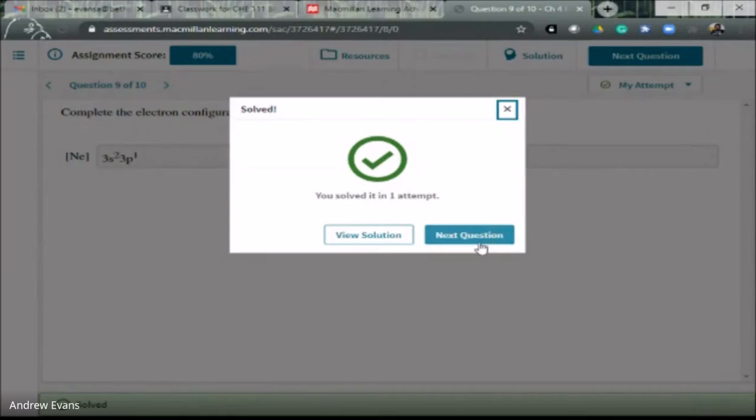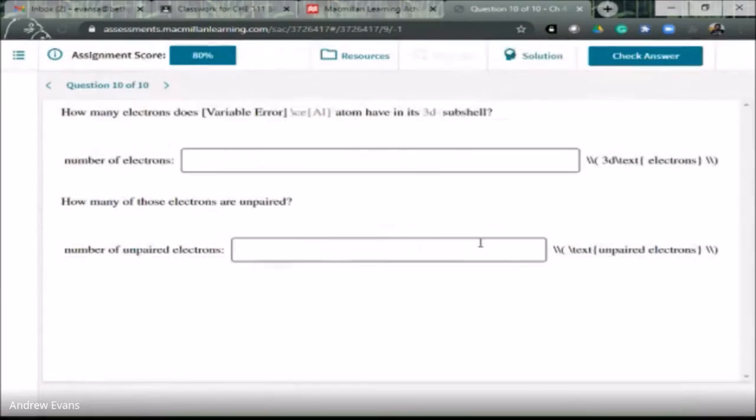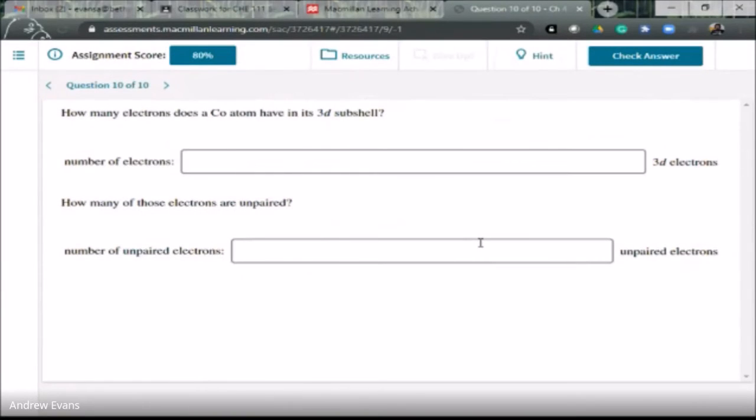I don't think we have an example of the ion version on here, but be able to do the ion. How do we do ions again? We remove electrons. We remove electrons from the p, then the s, and then the d.